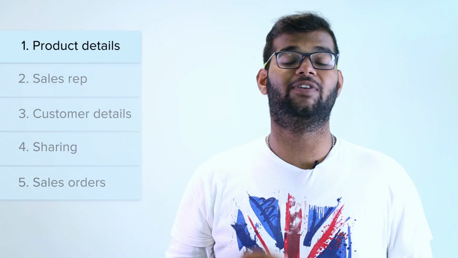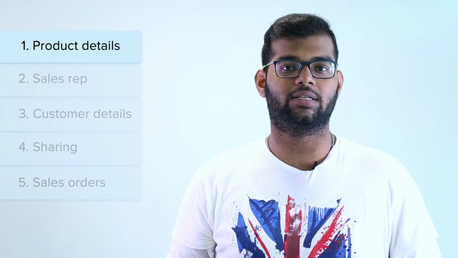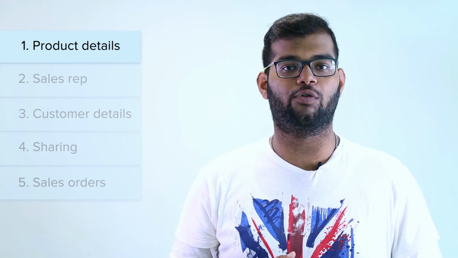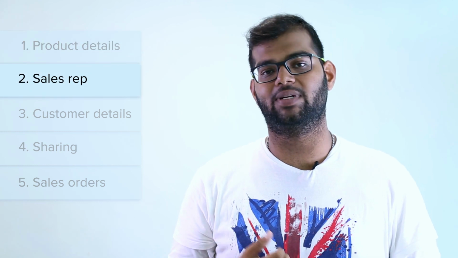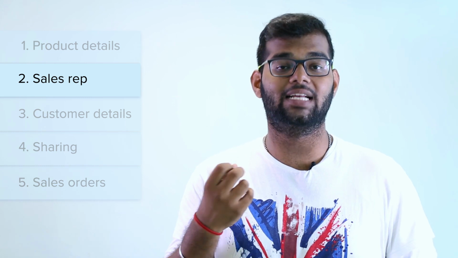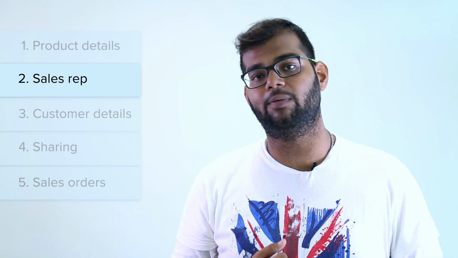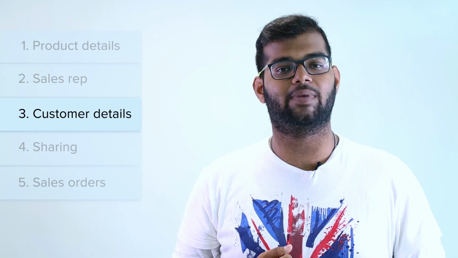So this sales management app will have 5 main features. The first feature of this application will be your product details. You have to store your products and make it as a product portfolio for your customers. The second feature will be your sales representative details. You need to store all your employees and the salespersons' details here so that you can access it in the future. The third feature will be your customer details.